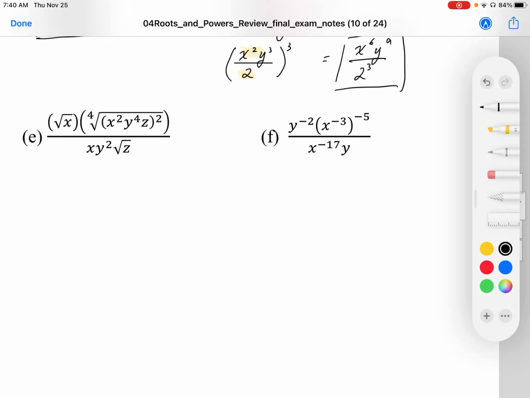Here in E, we have two different indexes for our roots. So we have an index of 2, an index of 4, and an index of 2 in here. Okay, the 2's aren't written in, but those are indexes of 2. So this can be a bit of a problem. However, what we have here is a situation where, again, we have a ratio of powers and indexes.